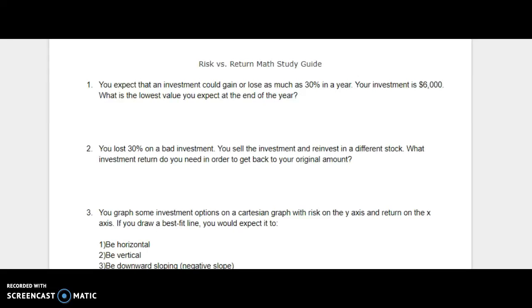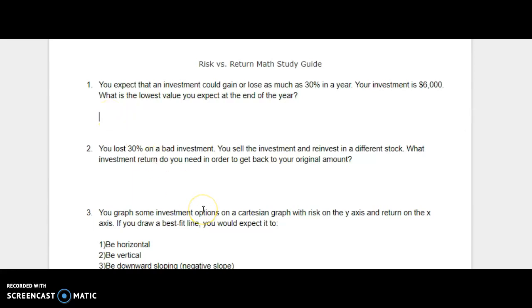All right, ladies and gentlemen, let's begin with our risk versus return math study guide. Number 1 states you expect that an investment could gain or lose as much as 30% in a year. Your investment is $6,000. What is the lowest value you expect at the end of the year?